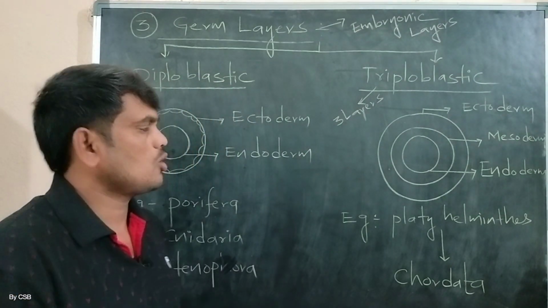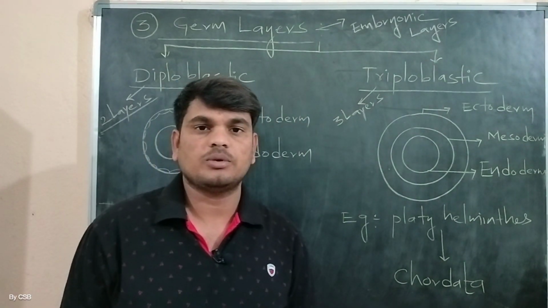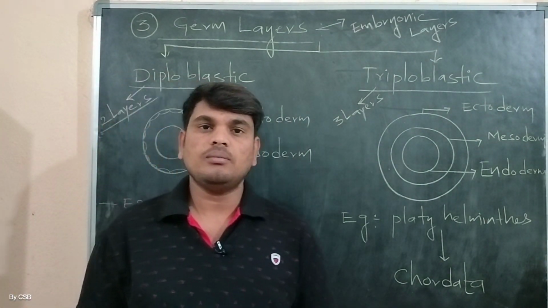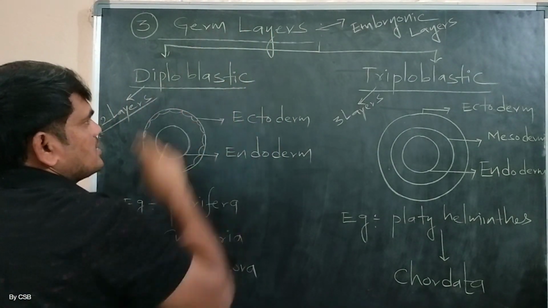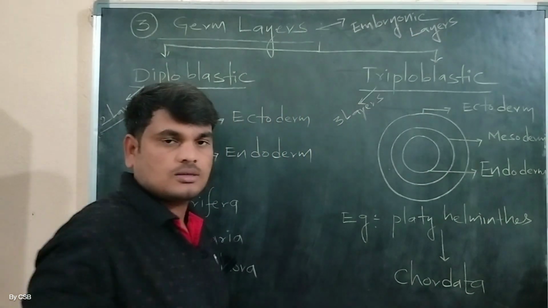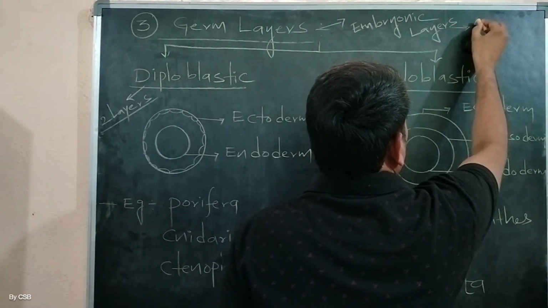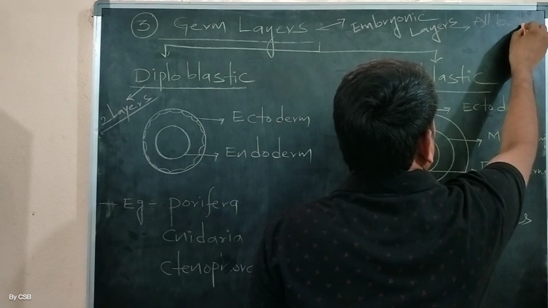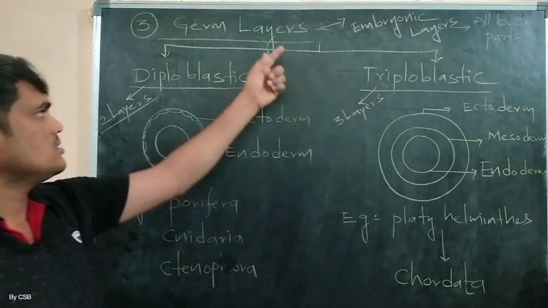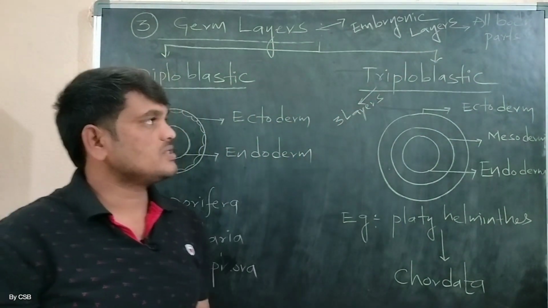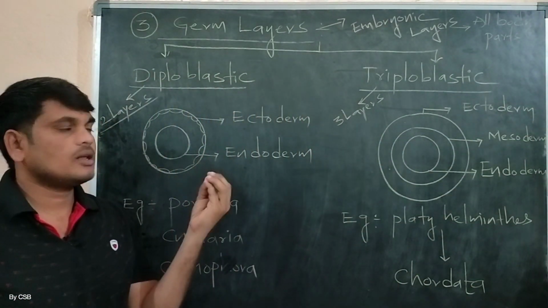Next topic. Our third topic is germ layers. Concentrate here. What about germ layers? These are embryonic layers of cells. They can form all body parts. Germ layers, or embryonic layers of cells, can form all body parts.